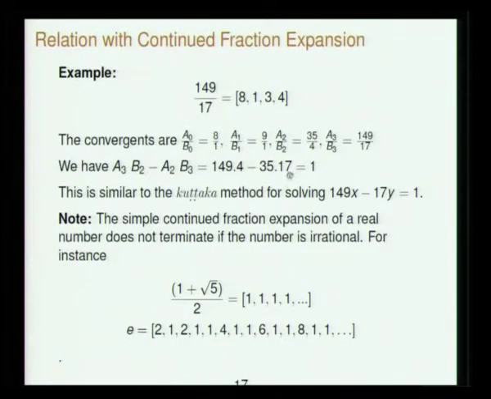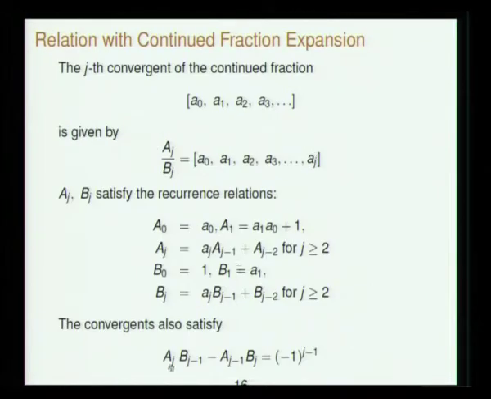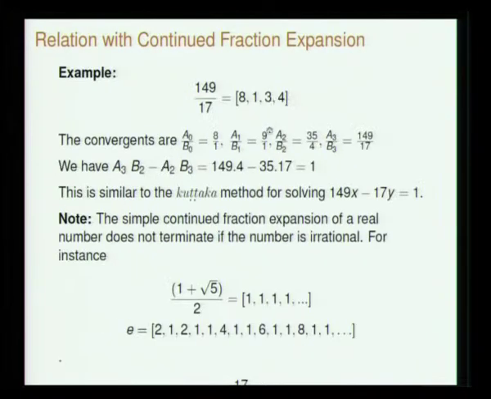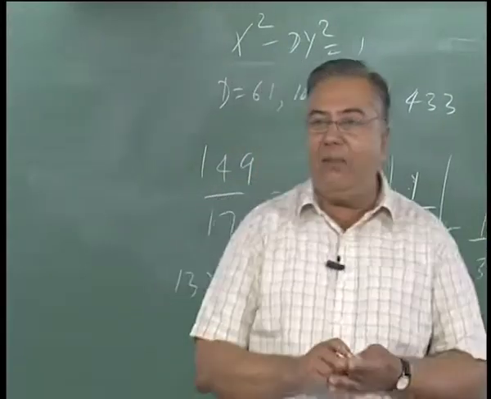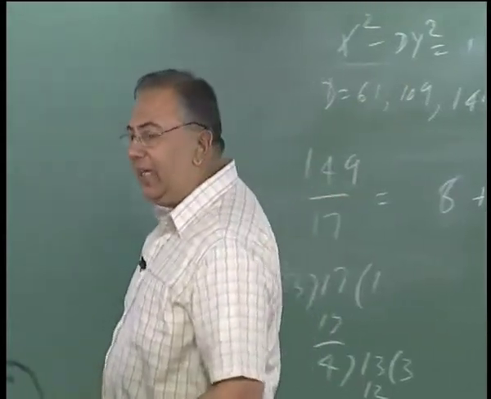Another interesting thing, just the connection with Kutaka: for the convergents we wrote this relation, Aj Bj minus 1 minus Aj minus 1 Bj is minus 1 to the power j minus 1. So you use this convergent 35 by 4: 149 into 4 minus 35 into 17 is equal to 1. So for 149 by 17 and 35 by 4, these will be the two solutions for the Kutaka equation involving 149 and 17. So the entire continued fraction theory is as old as Aryabhatta's Aryabhatiya, basically the entire thing is there.